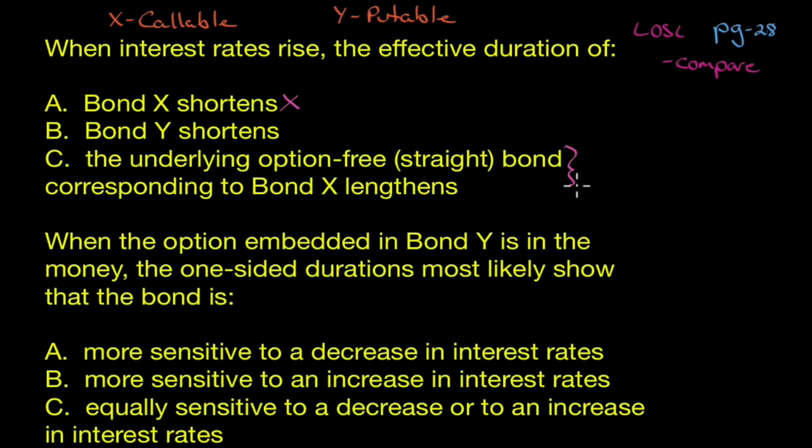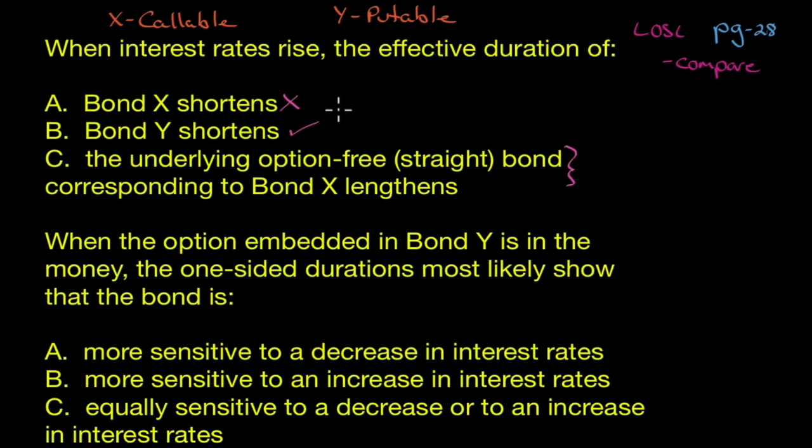What about bond Y? As interest rates rise, the price falls, but bond Y is floored at par, or floored at the put price. So it doesn't necessarily drop. In fact, it moves closer to being put. The probability of being put increases, which means it will dramatically shorten duration, because you can put it at the next put date. So bond Y is true.